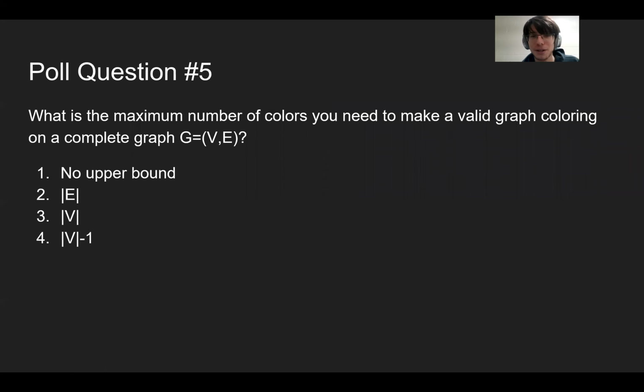But how about this poll question? What's the maximum number of colors you need to make a valid graph coloring on a complete graph?